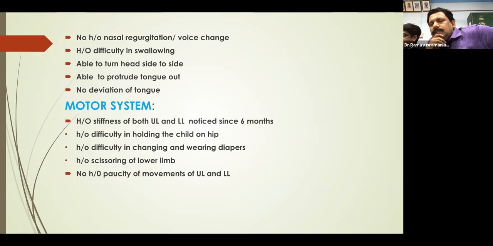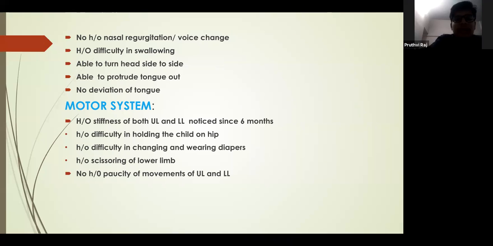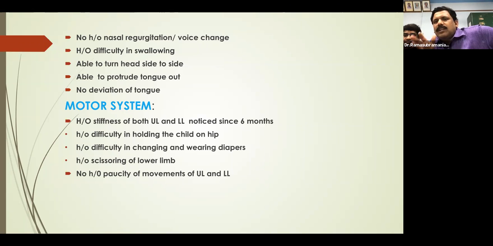Okay. So next, there is stiffness of both upper and lower limbs noticed since 6 months. History of difficulty in changing diapers, history of scissoring of lower limbs. So all these indicate what? It indicates spasticity, sir. The increased tone of the muscles, which we call spasticity.